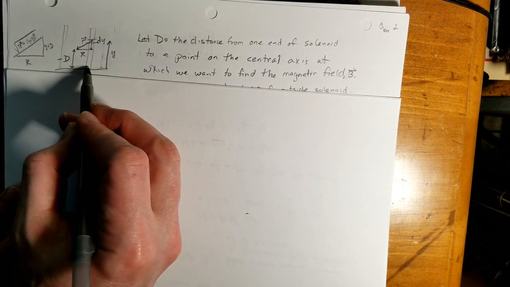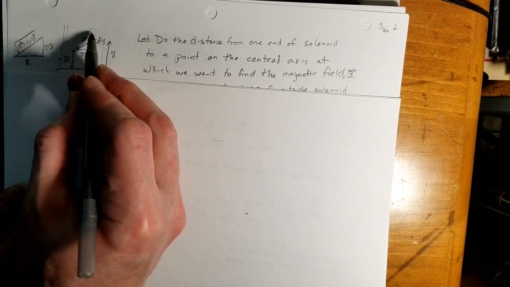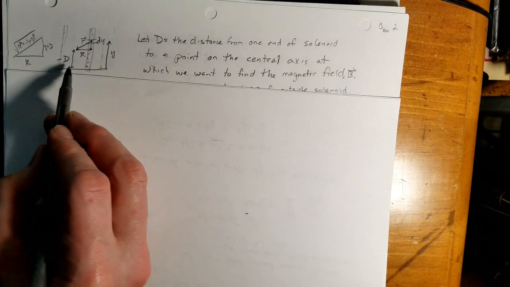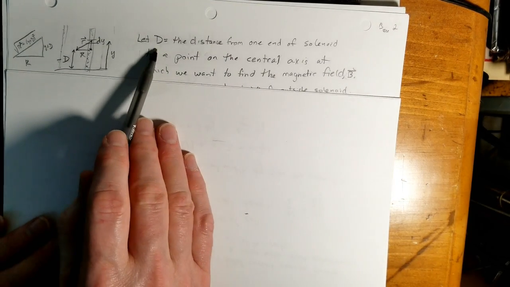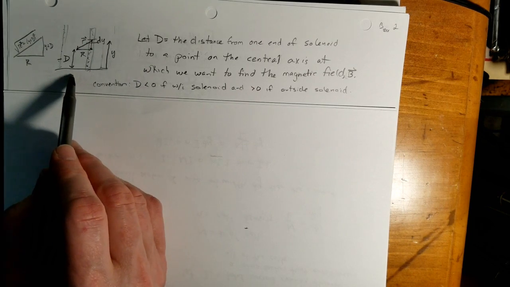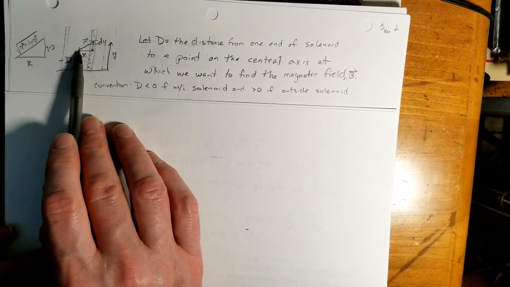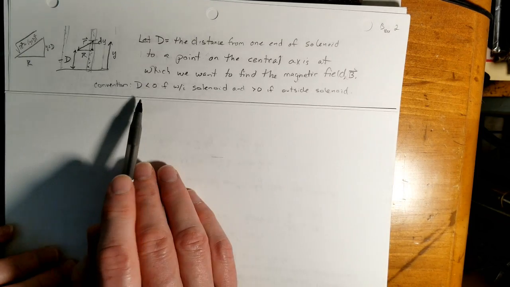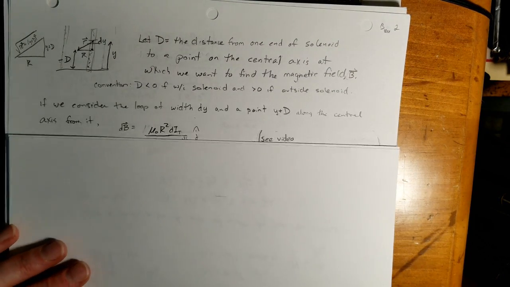I got my wires right here with the current flowing into the page all along there and out of the page all along here. And I'm looking at some spot, a distance of negative d from there. In this notation here, d is the distance from one end of the solenoid to the point on the central axis. Positive value of d would be out here. Negative value of d would be inside there. And I want to find the magnetic field at some point inside. We could pick one outside as well. The math pretty much holds. So d is less than 0 if within the solenoid, and greater than 0 if outside the solenoid.